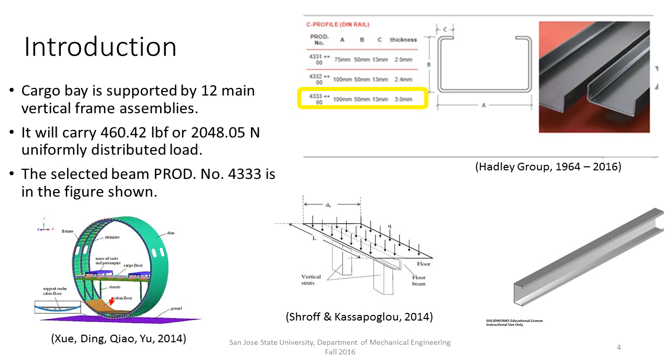In the spacecraft, the cargo bay is supported by 12 main vertical frame assemblies. This is shown in the sectional views below. It will carry about 2,050 newtons of uniformly distributed load. The selected beam for this analysis is manufactured by the Hadley Group. The dimensions for this beam are shown within the highlighted region.